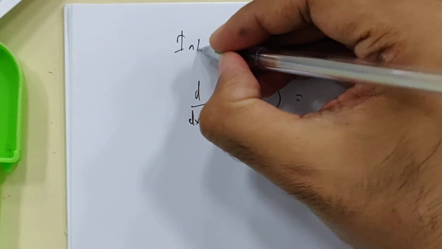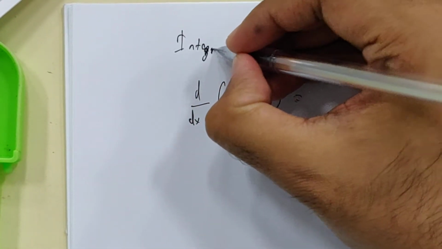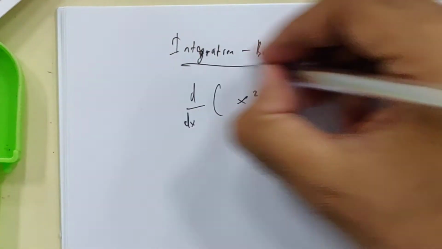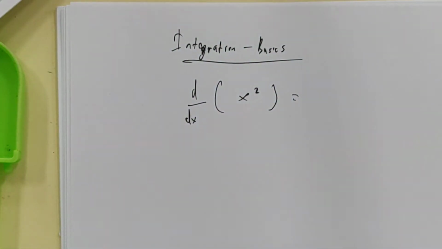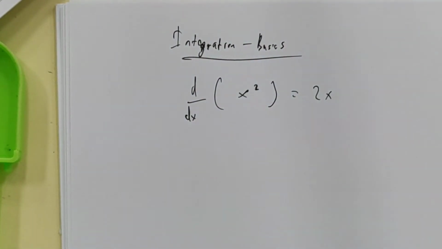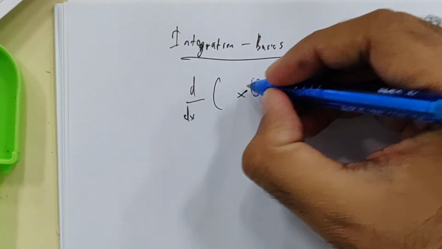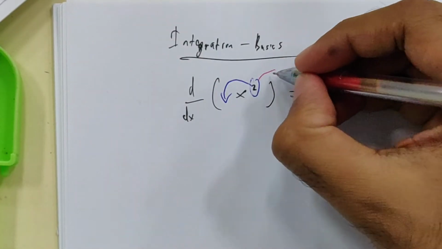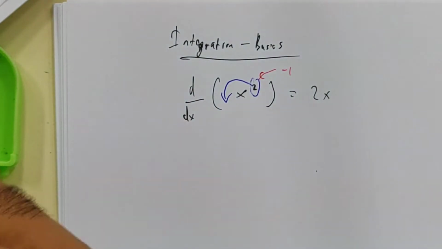Okay, let's try the integration basics. Okay, differentiate x squared. 2x. How do you get to x? 2 go in front, and then you minus 1.